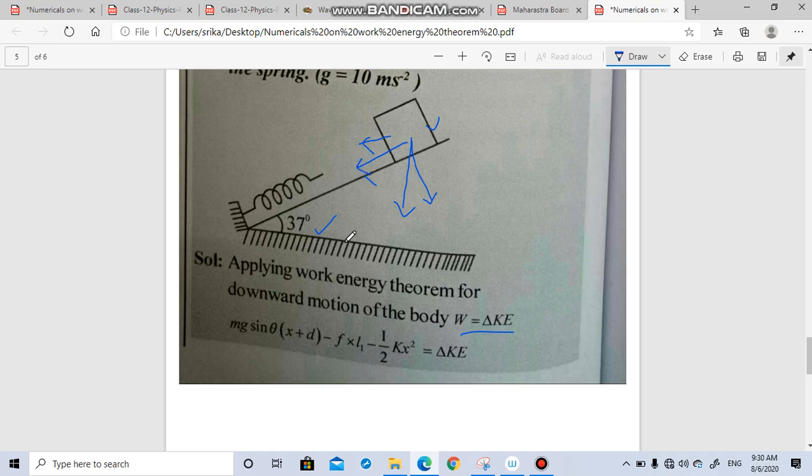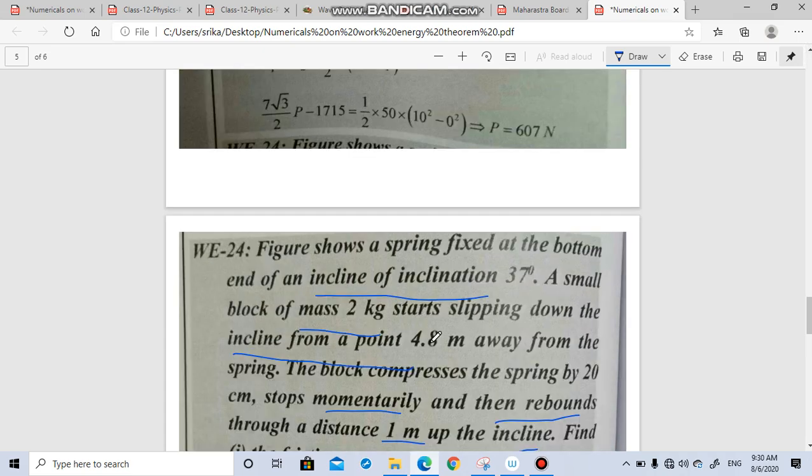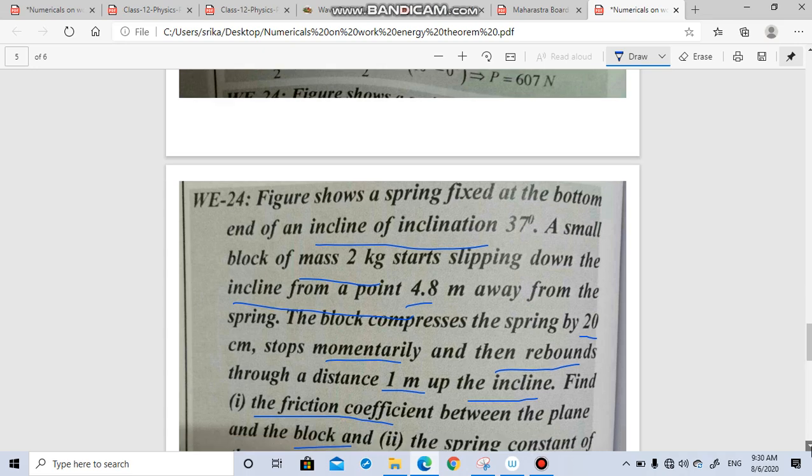Many times we have seen this. So who is doing the work? That mg sin theta component. Theta is 37 degrees. He is doing the work. Now mg sin theta is the force. You have to write the distance it traveled. So in the question, how much distance is it traveling? X plus d. X is the compression of the spring and d is the distance moved by this block. In the question it is given that d is equal to 4.8, and how much compression happened? 20 centimeter, which means 0.2 meters.